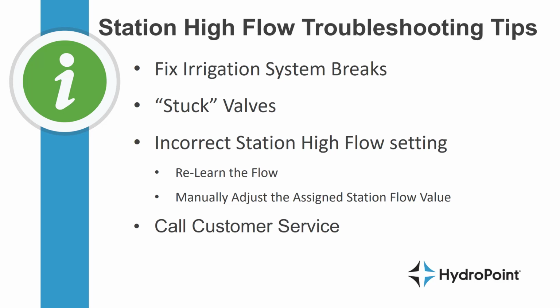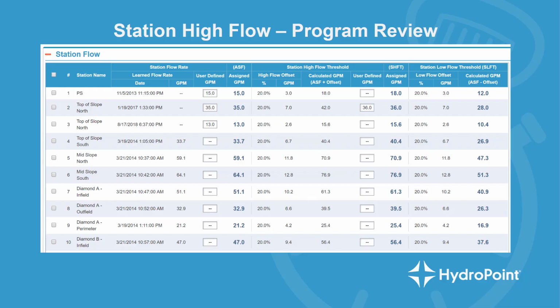If you've recently renovated this station by adding heads or changing nozzles, these types of changes can change the flow rate of a station, and I recommend relearning the flow for this station. However, if you've recently programmed that controller and you're getting station high flow alerts that are just outside of the station threshold, this can often be attributed to that natural fluctuation in volume and pressure that happens in the normal life of an irrigation system.